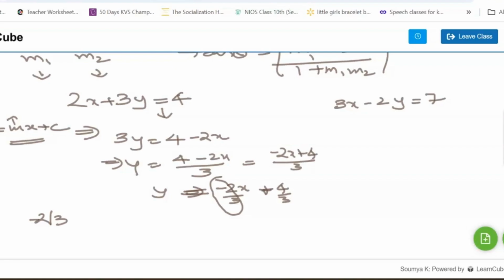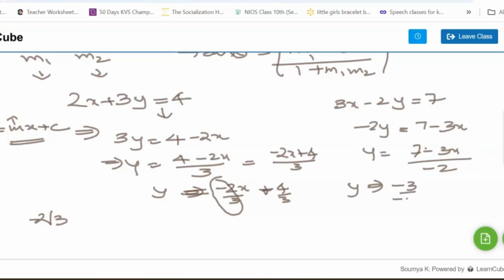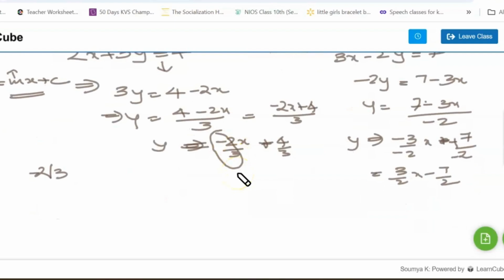Here on the right hand side we have to do similarly. Minus 2y equal to 7 minus 3x, y is equal to 7 minus 3x by minus 2, that is minus 3 by minus 2x plus, this way you can write it, and then 3 by 2x it becomes, and it is minus 7 by 2. So it again converts to the form y is equal to mx plus c. In this case m2 is 3 by 2.